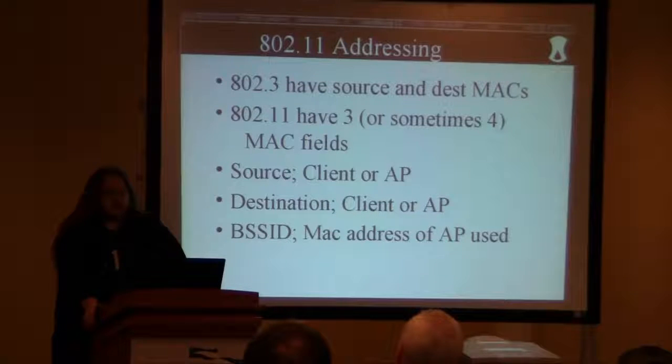802.11 has 3 or sometimes 4 MAC fields: the source, which is the client or the AP talking; the destination, which is the client or AP it's going to; the MAC address of the network that the communication is going over; and occasionally, if you're using some sort of mesh network, the MAC address of the AP that you're forwarding a packet for.